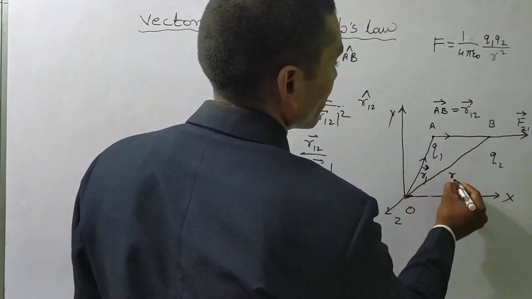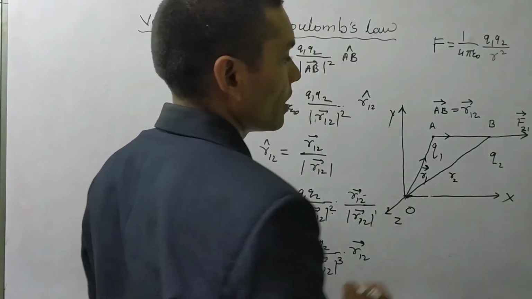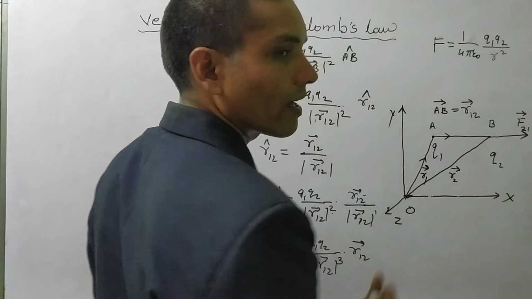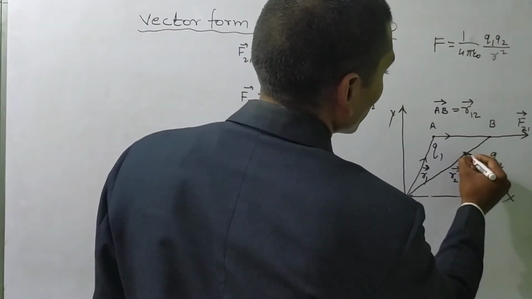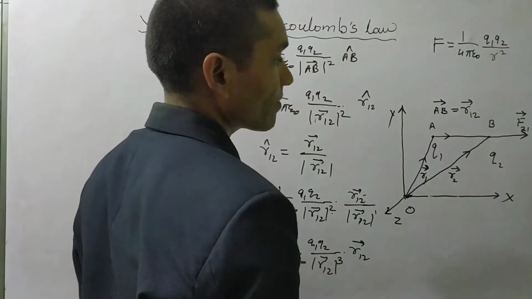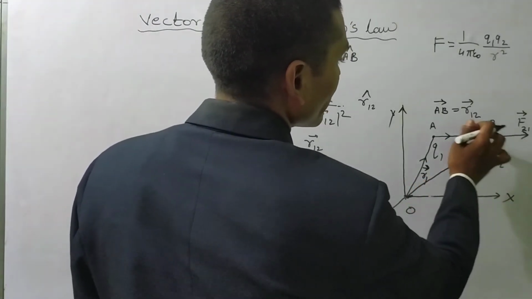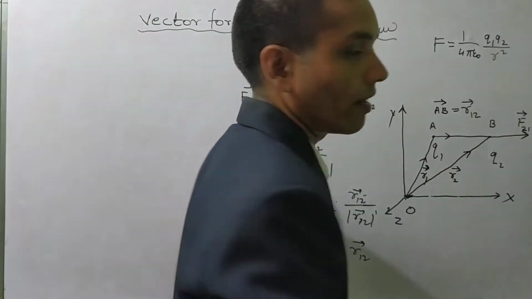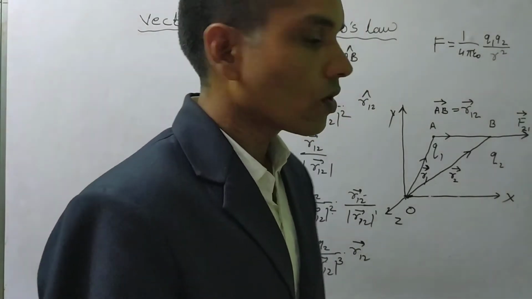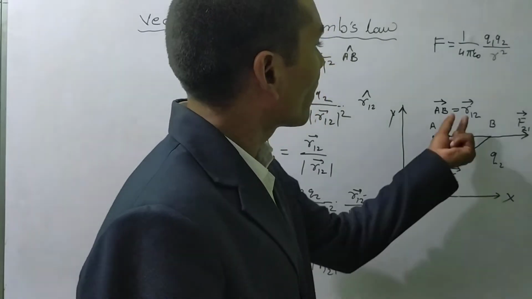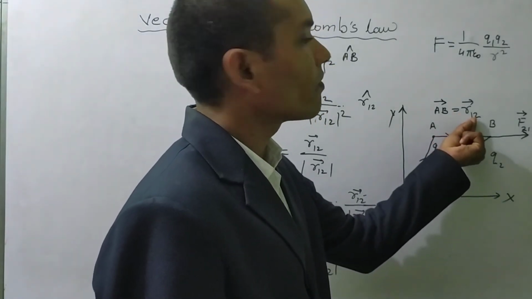So let this be the distance r2. Then the position vector of Q2 will be vector r2, and its direction will be along this direction. You can see here, this is the triangle. So by the triangle law of vector addition, we can find the value of vector r12.